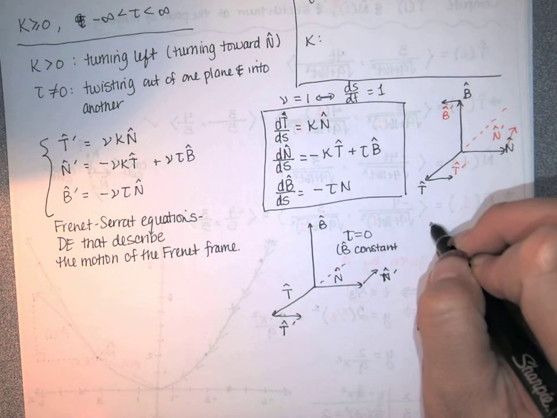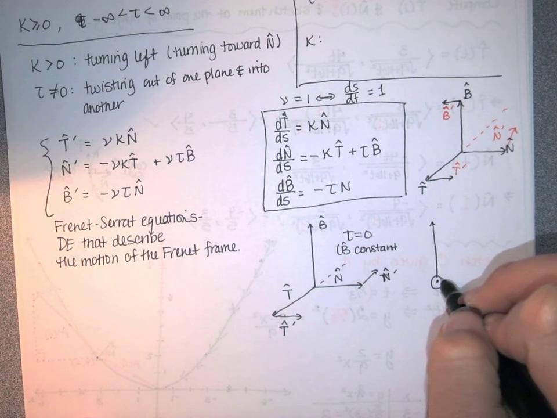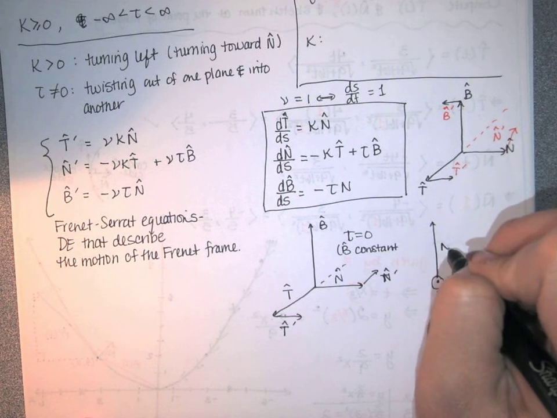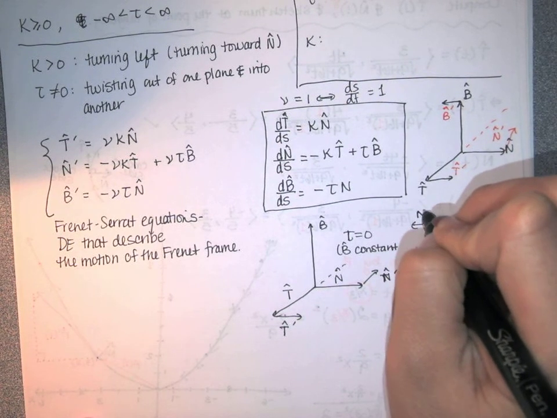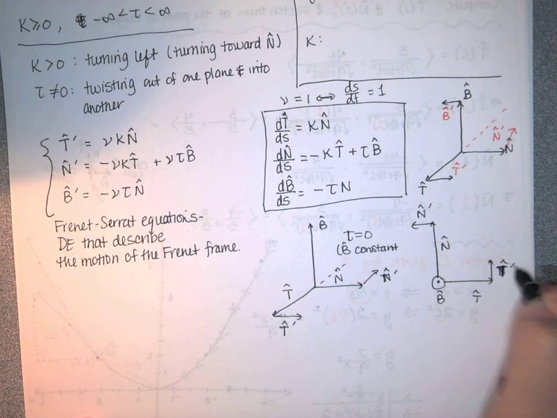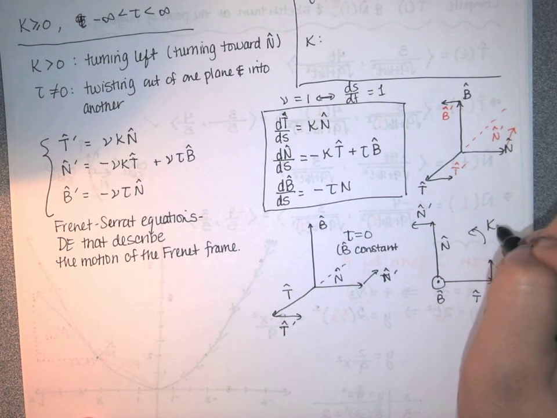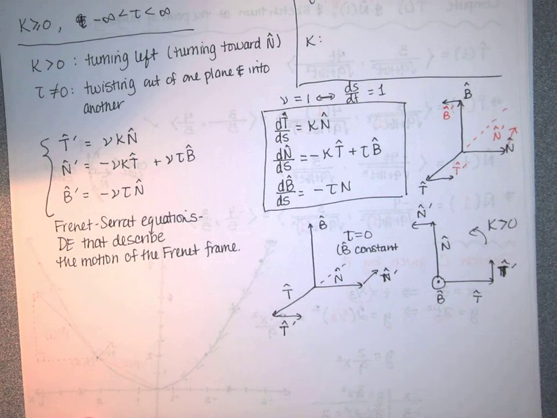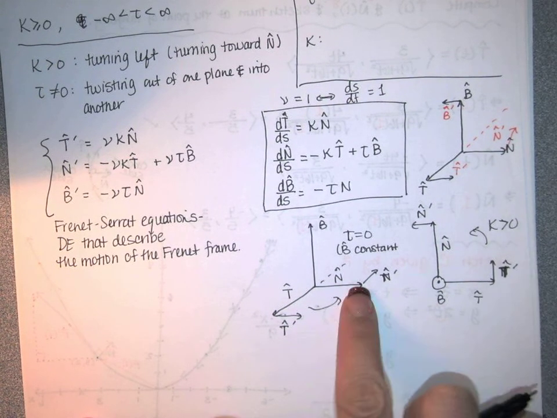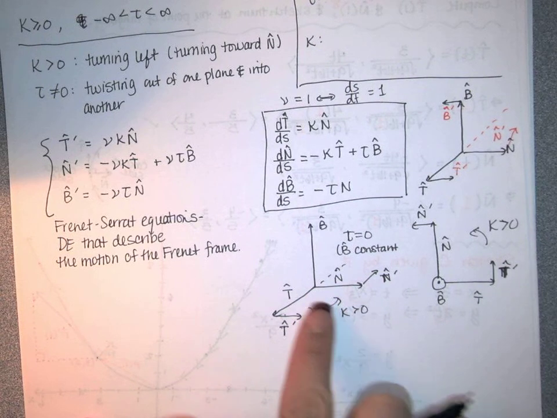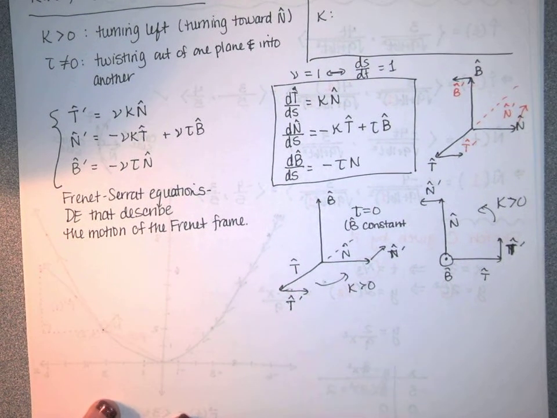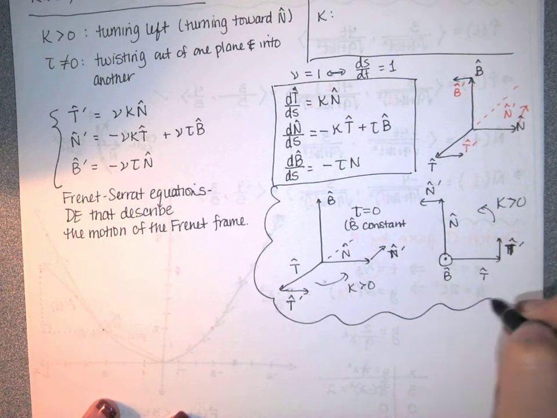Or we can draw it like this. This is how I've been drawing it in class. B hat comes out of the page. T hat is over here, n hat is here. The derivative of n hat goes that way. Derivative of t hat goes that way. If curvature is positive, this is turning towards this, or in this picture, this vector is turning toward this vector. It's like the x-axis is curving toward the y-axis. You can imagine that whole frame turning. So this is when torsion is 0.